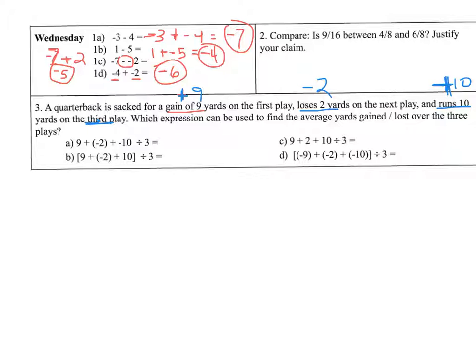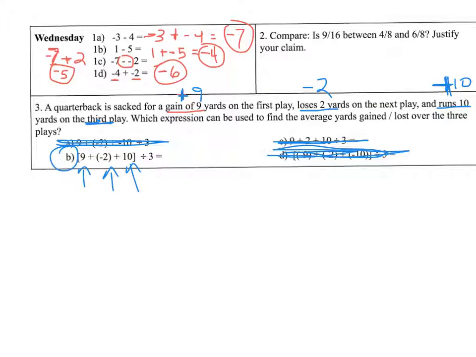That's the third play. Which expression can be used to find the average yards lost or gained over the 3 plays? So if you look at that, we automatically know that D is wrong because the sign is wrong for the 9. If you look at A, that's also wrong because the sign is wrong on the 10. That leaves us with B and C. Now, if I'm looking at C, I can tell, look, he lost 2 yards, so that's wrong. But B is the only one that has the correct numbers and signs.